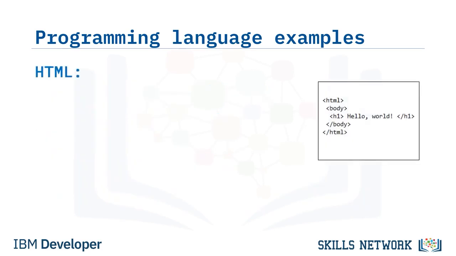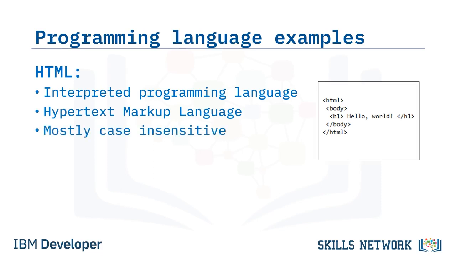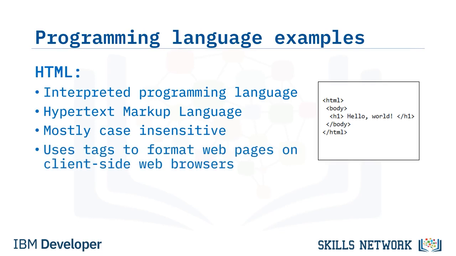Another example of a common programming language is HTML. It is an interpreted programming language. HTML stands for Hypertext Markup Language. HTML is mostly case-insensitive with some exceptions, and it uses tags to format web pages on client-side web browsers.